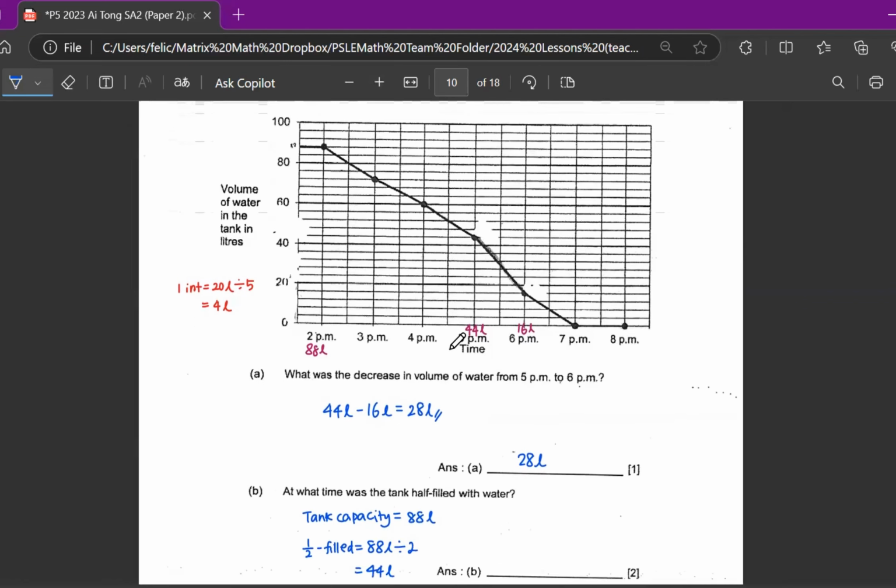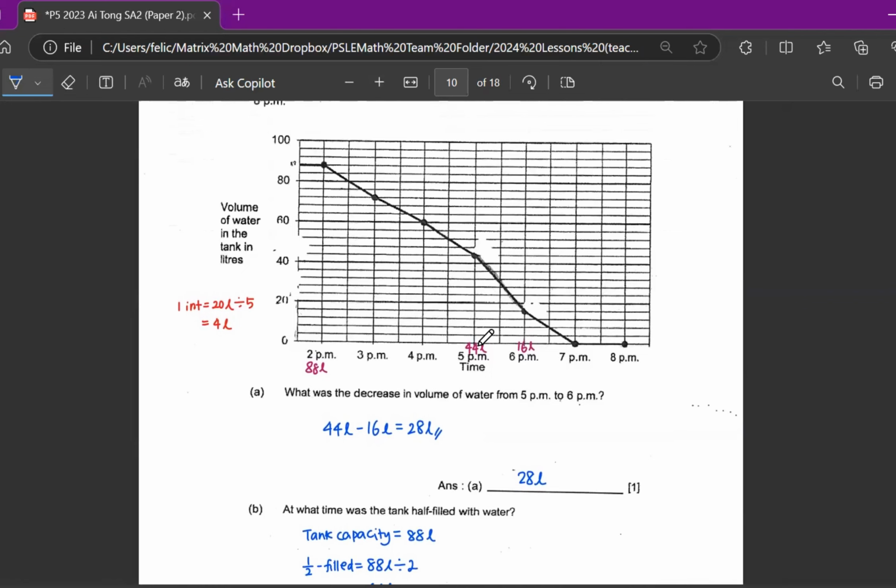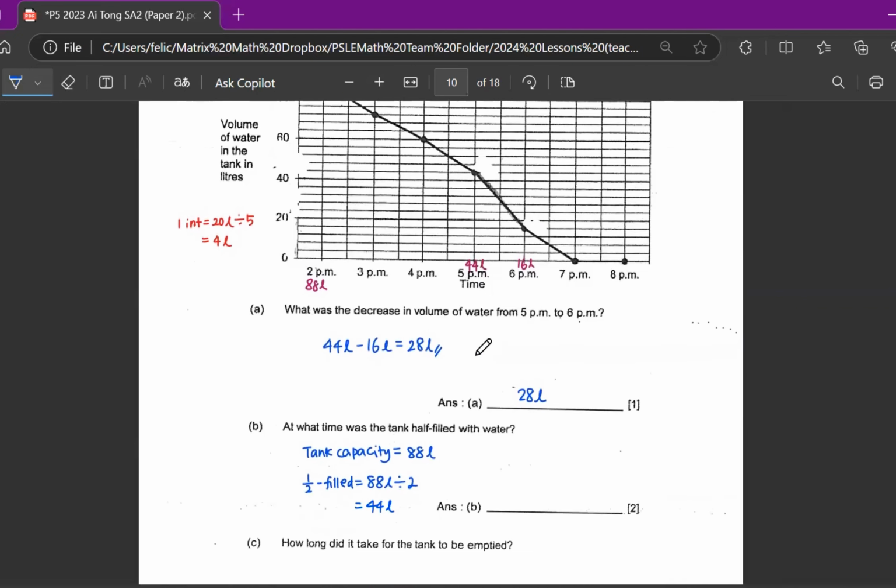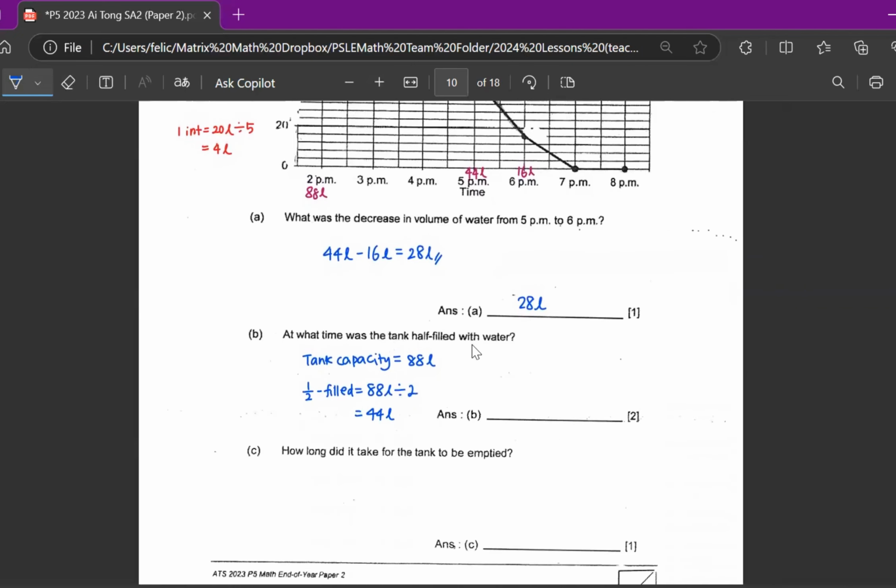So now let's look at where is 44 liters. Just now remember we had 44 liters here. All right. So right now, 44 liters is at the 5 p.m. mark. So there you go. At what time? It's actually 5 p.m.